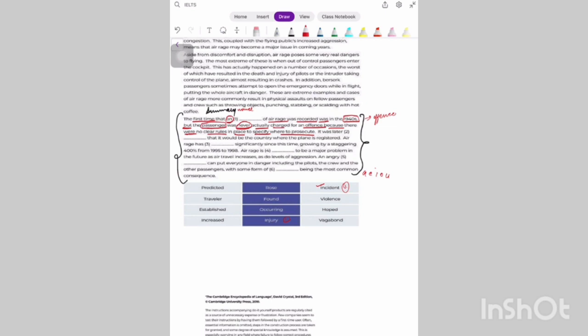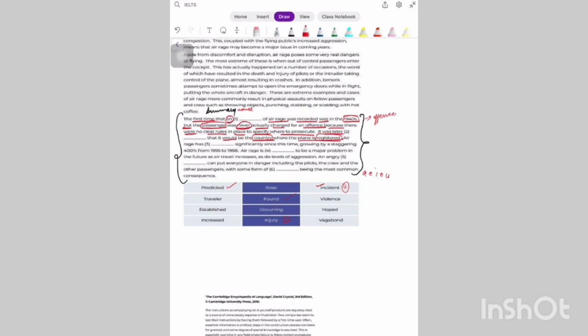It was later dash that it would be the country. Okay, so country is my keyword. Where the plane is registered is my keyword. Major keywords. So it was later, I think identified should be the word, but let's see. It was later predicted could be there. It was later found could be there. Okay, so it was later predicted that it would be the country where the plane is registered, or it was later found that it would be the country where the plane is registered. These are the two predictable answers I could figure out.